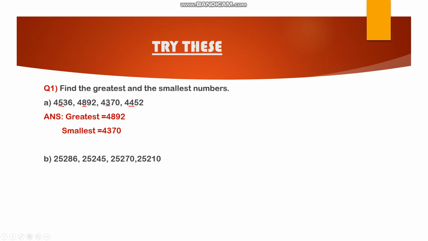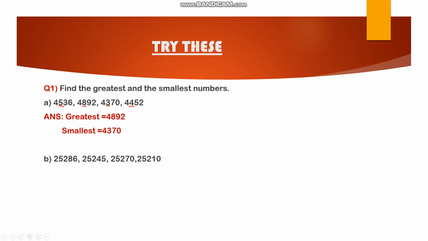Got it? Okay. Now, let's answer another question. Look here. It is 25,286, 25,245, 25,270 and 25,210. So here all these numbers are 5-digit numbers, isn't it? So you check the leftmost digit of these numbers. Here it is 2, 2, 2 and 2. All are the same. So you check the second leftmost place. That is 5, 5, 5 and 5. That is also the same. So check the third leftmost place. That is 2, 2, 2 and 2.